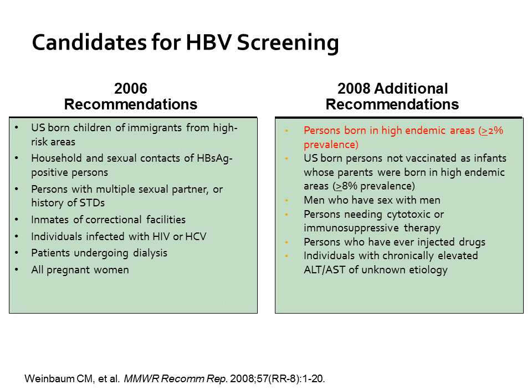Other groups certainly include U.S.-born persons not vaccinated as infants whose primary family members were born in high endemic areas, so anybody who had a parent who originated from one of those high prevalence countries greater than or equal to 8%, men who have sex with men, persons needing cytotoxic or immunosuppression therapy, persons who have ever injected drugs, and individuals with chronically elevated ALT and AST of unknown etiology. As I mentioned, through additional MMWR reports, nursing home residents have also been added to this recommendation.